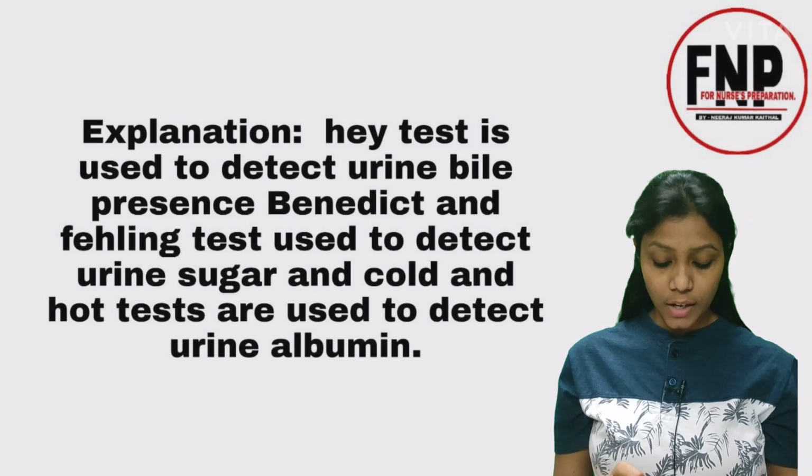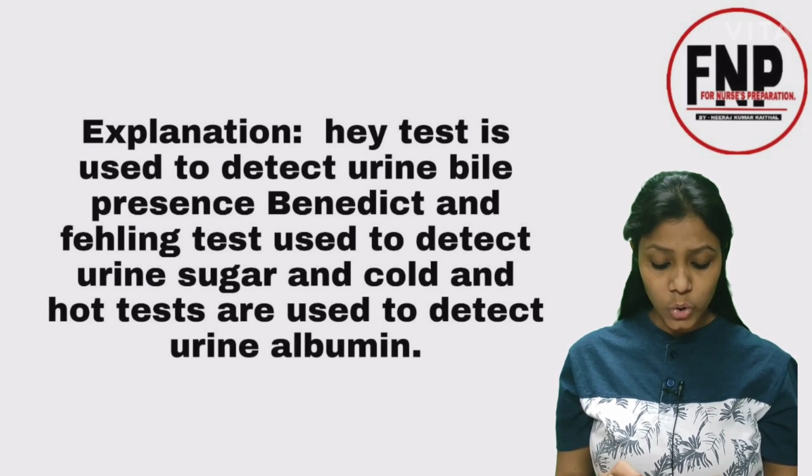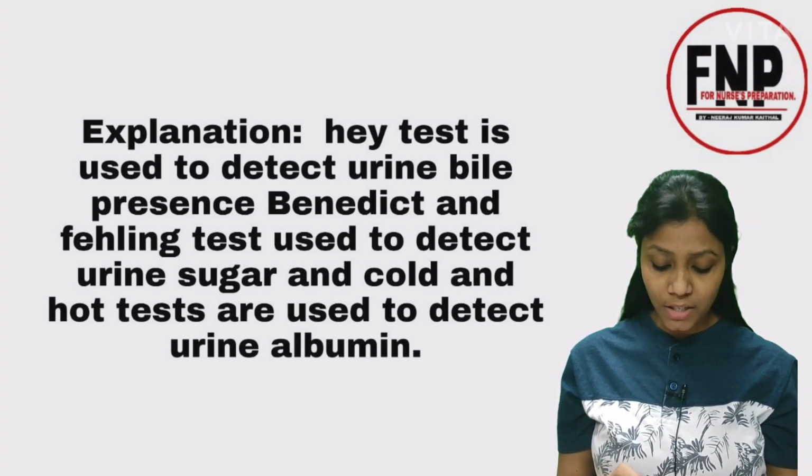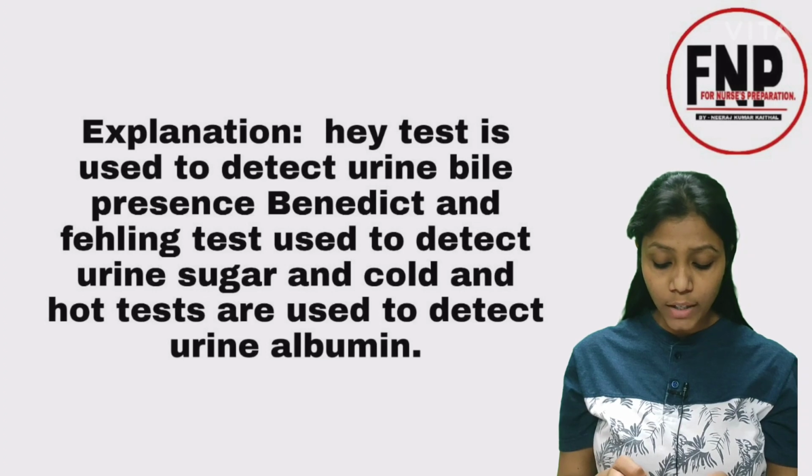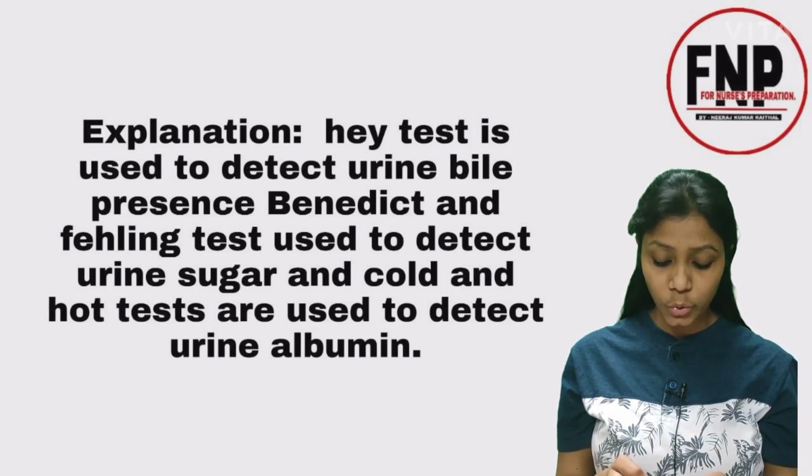Explanation of this question is Hay's test is used to detect urine bile presence. Benedict and Fehling test is used to detect urine sugar, and cold and hot test are used to detect urine albumin.